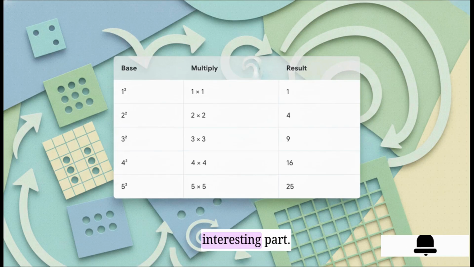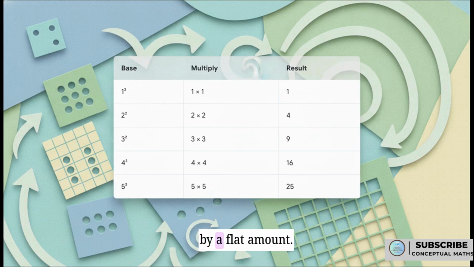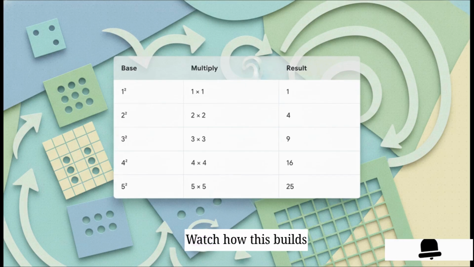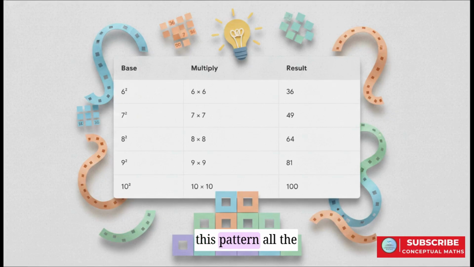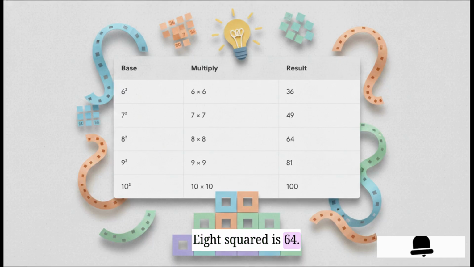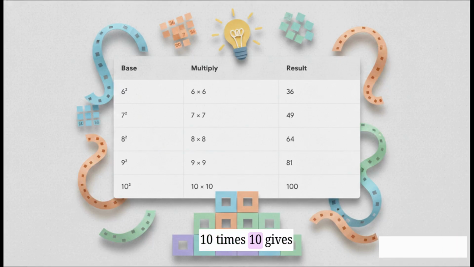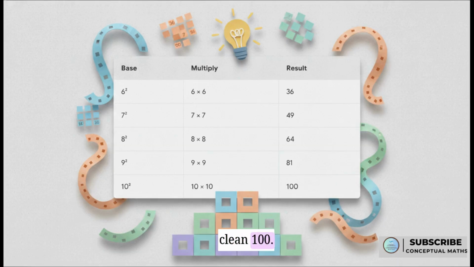But here's the really interesting part. Notice how the gap between these results gets bigger every single time? It's not just going up by a flat amount. It's escalating. Watch how this builds as we track this pattern all the way up to 10. 6 squared is 36, 7 squared is 49, 8 squared is 64, 9 squared jumps to 81, and finally 10 squared. 10 times 10 gives us a nice, clean 100.